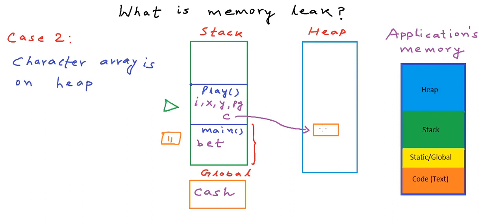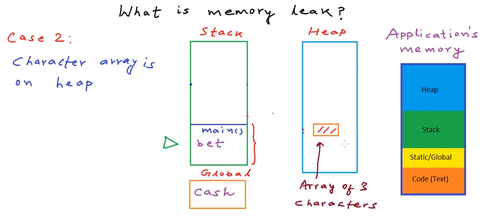So here we have created the array on the heap, and we have kept only a pointer variable on the stack. Now when the call to the play function finishes, the memory allocated for the execution of the call to play will be reclaimed, so all the local variables will go away. But this memory on the heap will lie unused and unreferenced, and it will not get deallocated. Anything on the heap has to be explicitly deallocated by making a call to the free function or by using the delete operator.